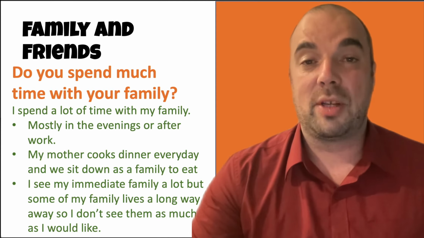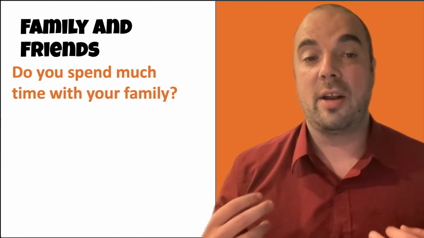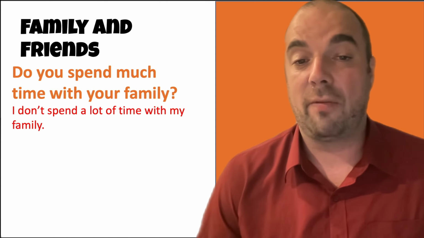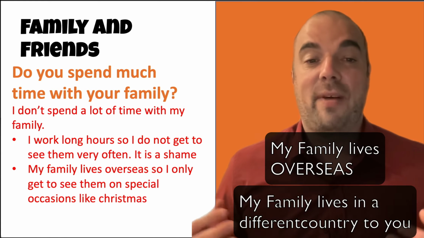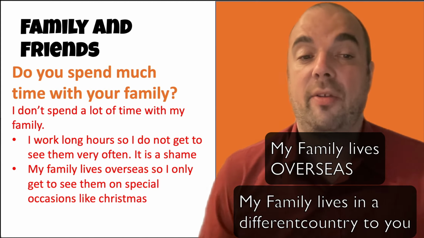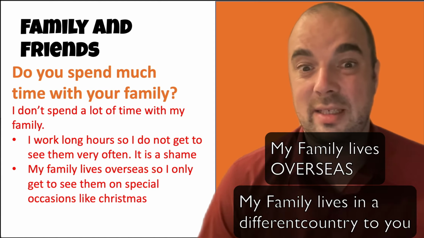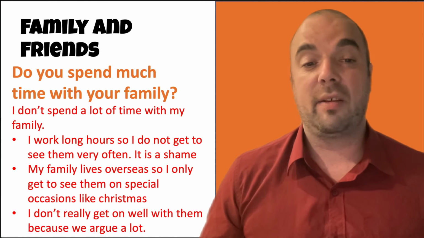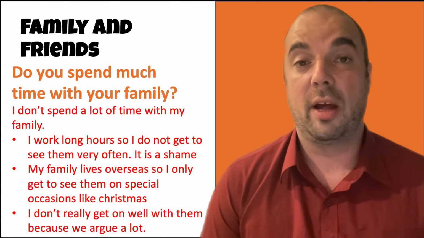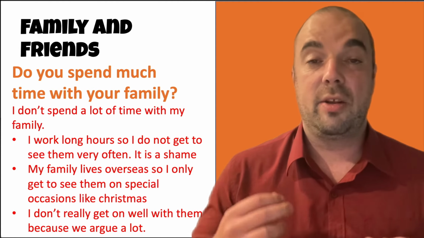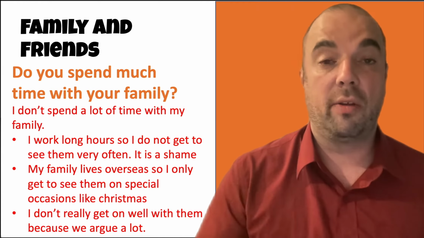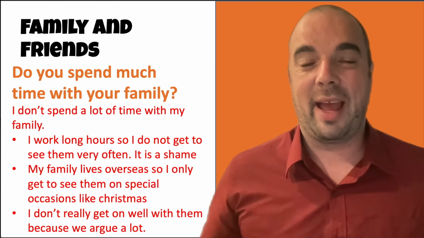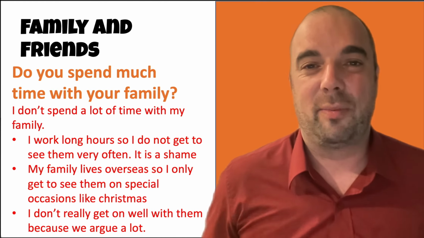However, if you don't spend much time with your family, you could say something like, I don't spend a lot of time with my family. I work long hours, so I do not get to see them very often. It is a shame. You could say, my family lives overseas, so I only get to see them on special occasions, such as Christmas. Overseas means that they live in a different country to you. Say, I don't spend a lot of time with my family because I don't really get on well with them because we argue a lot. So maybe you're not close to your family. You can say you don't spend a lot of time with them because you argue a lot or because they live overseas. It's always good to add these extra details when talking in the IELTS speaking test Part 1.